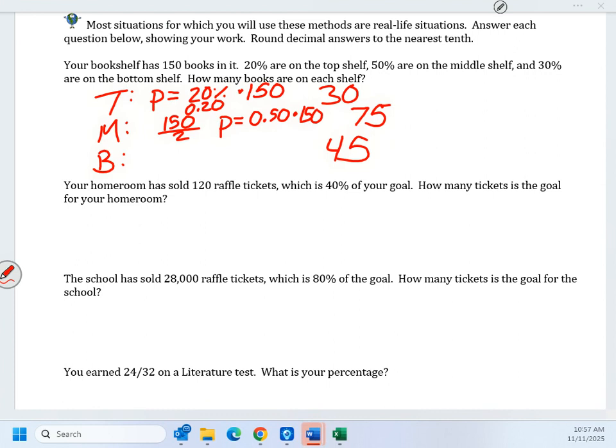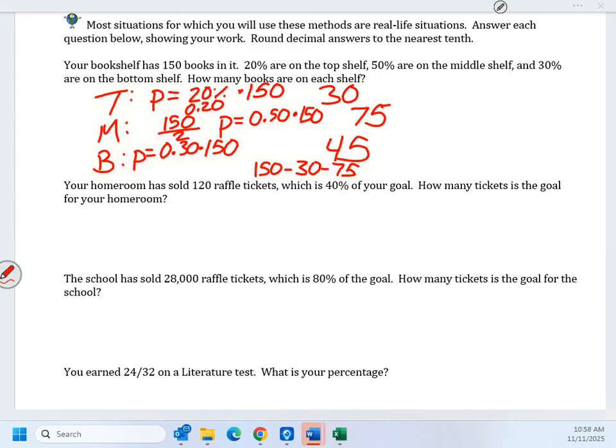So I could say 150 minus 30 minus 75. Or I could say, well, part equals 0.30 times 150. 150 times 0.3 gets me 45. You can do it either way. We're getting the same answer. Does that make sense? Show your work, so I know what method you used to get it.